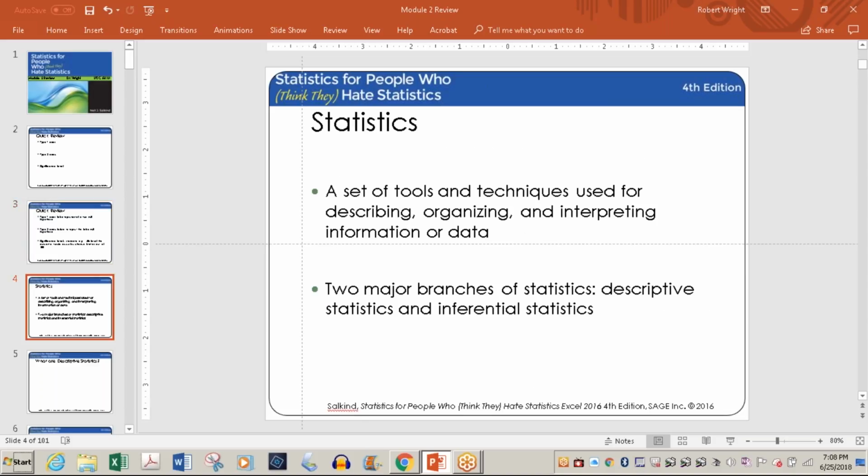Okay, now basically when we talk statistics, we're talking about different things you can use to describe, organize and interpret data that you collect. Now there are 2 types of statistics we deal with. One is called descriptive statistics and the other is inferential. What's the difference?